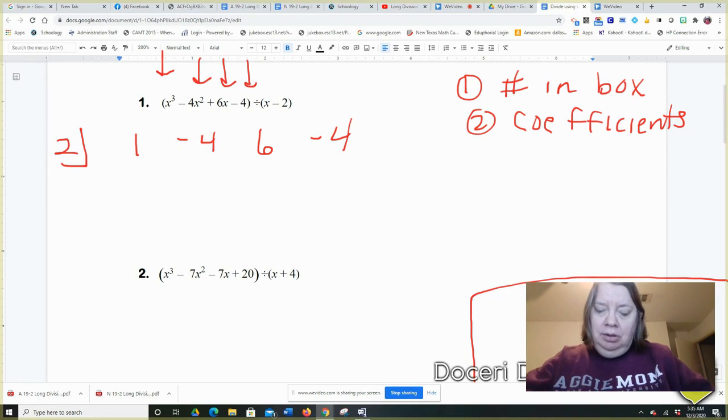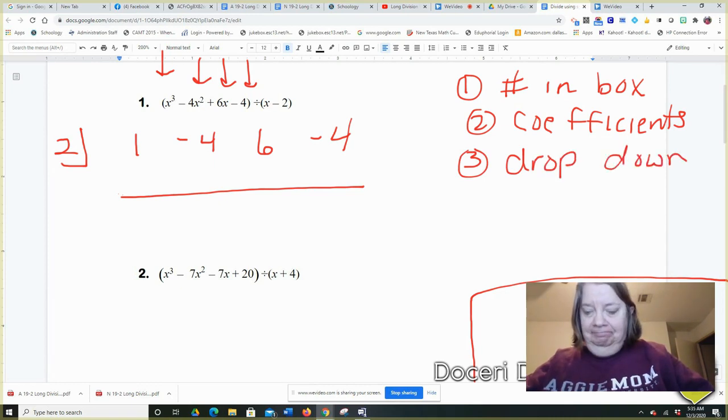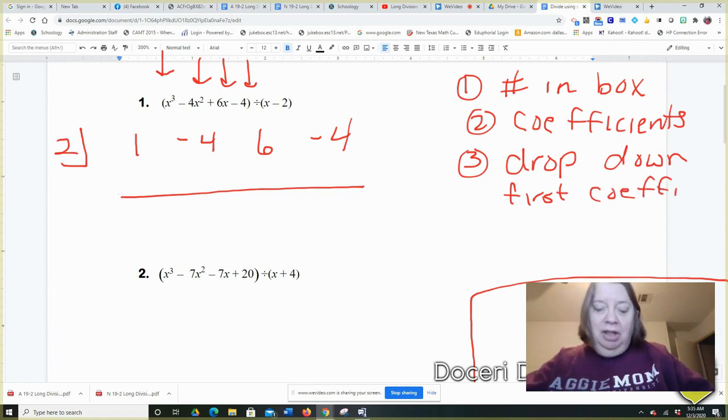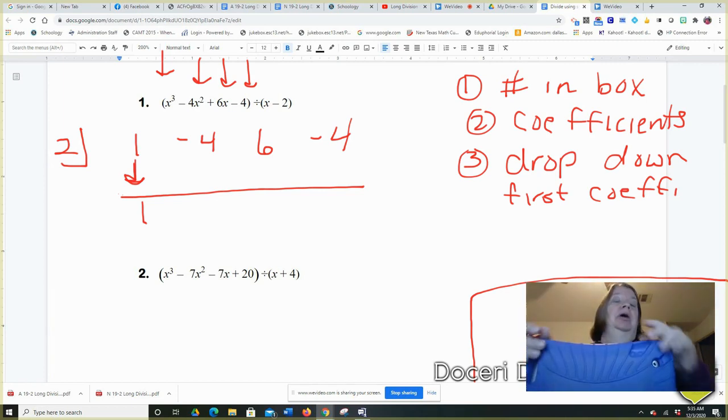Next. Now, when you draw this line, leave a space because we're going to put a row of numbers in between the top row and this line. Drop down the first coefficient, always. Don't change the sign, don't do anything. Just drop this one first, straight down. That's a step where students get confused. For some reason, they want to do all kinds of crazy stuff with this number. It doesn't change. You drop the first coefficient down.